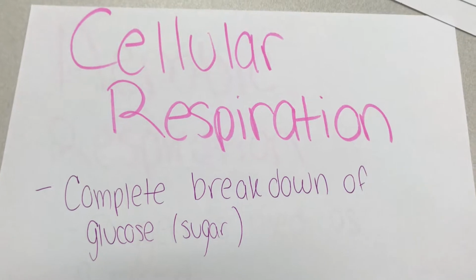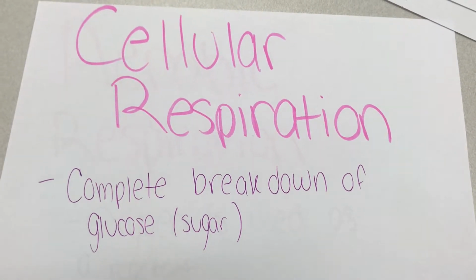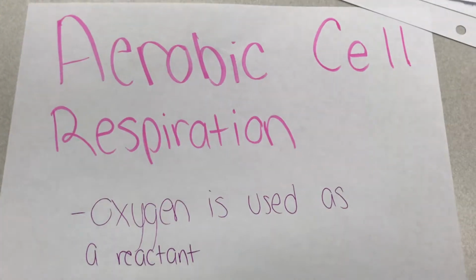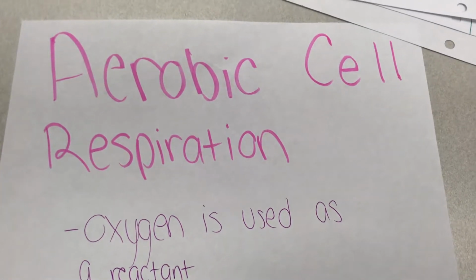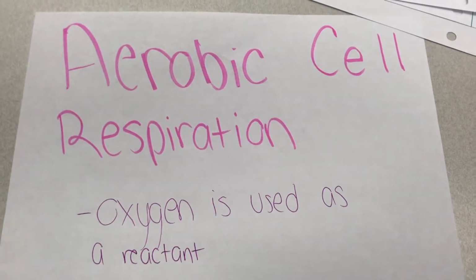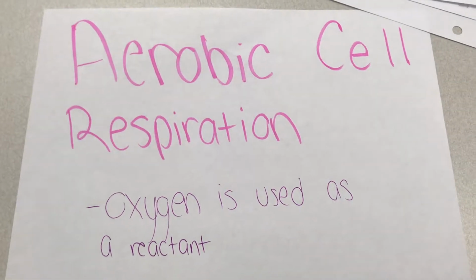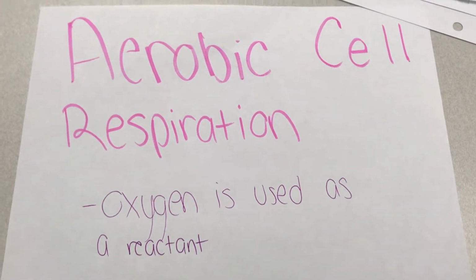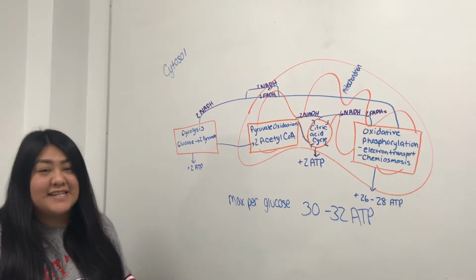Cellular respiration is the complete breakdown of glucose, aka sugar. There are two types of cellular respiration, but today we're going to be focusing on aerobic cellular respiration, and that means that oxygen is used as a reactant. There are three main parts to cellular respiration.